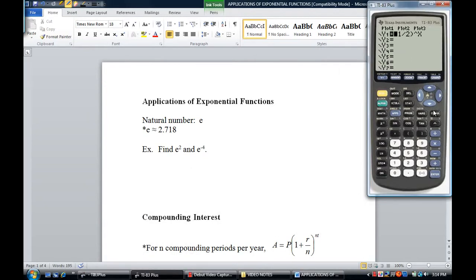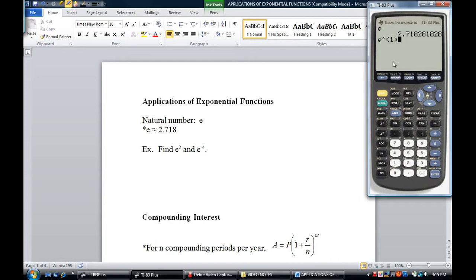It's actually on your calculator. Now I'm using the TI-83 Plus. Now if you look above the division, you'll see an E. And you can see that's 2.718 and so on. E is a lot like the number pi. Its decimal never ends and it never repeats. Another place you can find it is above the ln key.